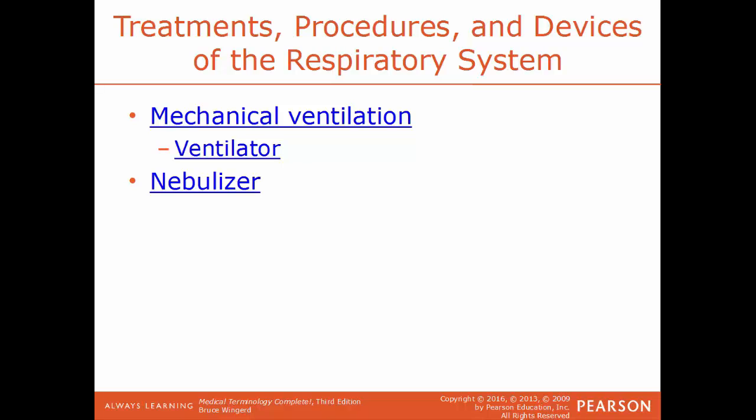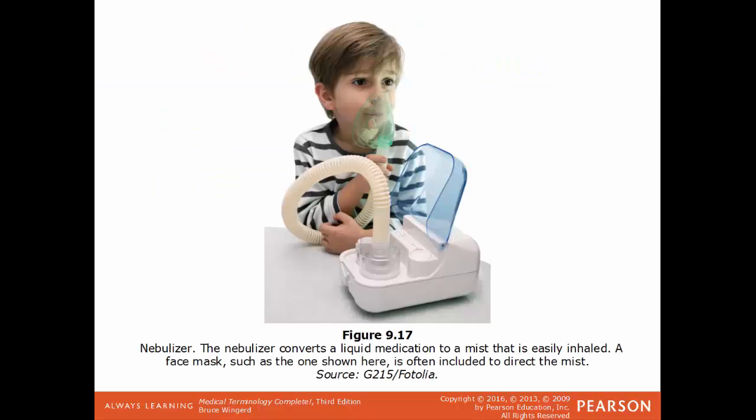A nebulizer. This is a device that's used to turn a liquid form of medication into a mist, where it's easily inhaled by the patient. It's usually done by having a small mask put over the nose, and you're basically breathing in very fine droplets of the medicine. Here's an example of how a nebulizer would look. This machine is turning a small amount of liquid medicine into very fine mist that this child is inhaling through this mask. That way the inhaled droplets can go right to the lungs and work a lot faster.